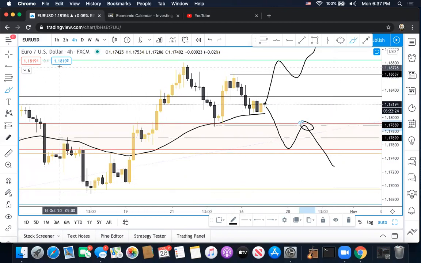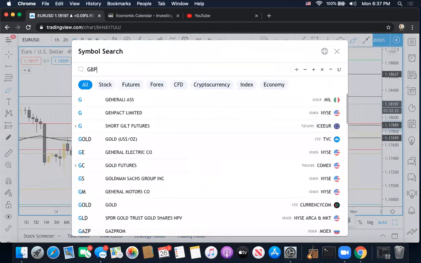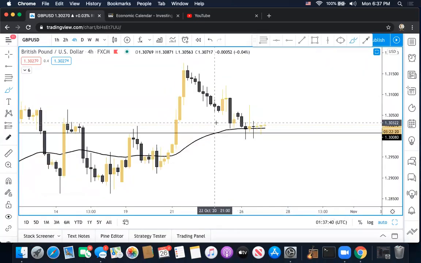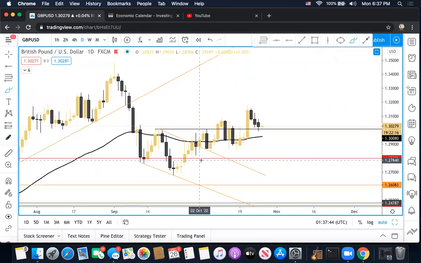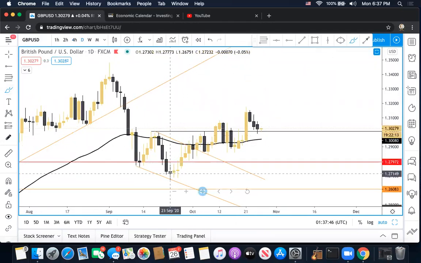All right, let me look. GBP USD. So looking at this on a daily, this is also looking still bullish at the moment.